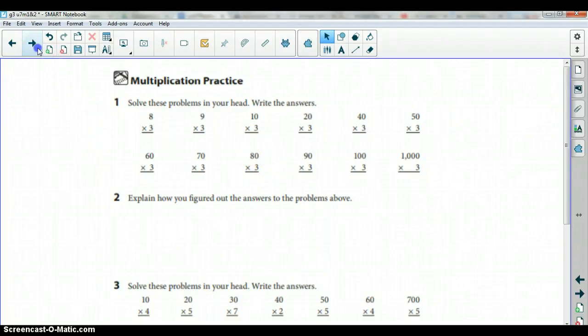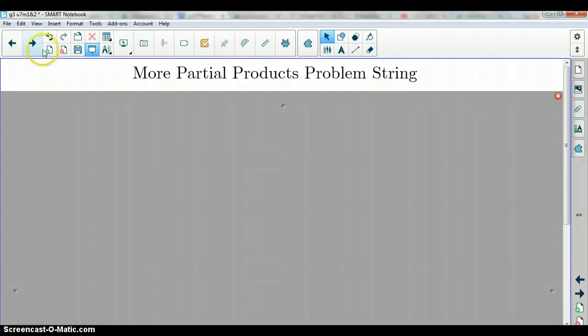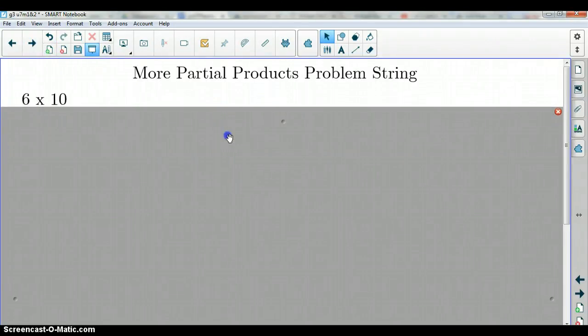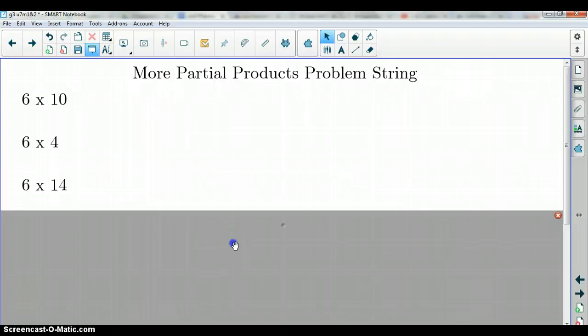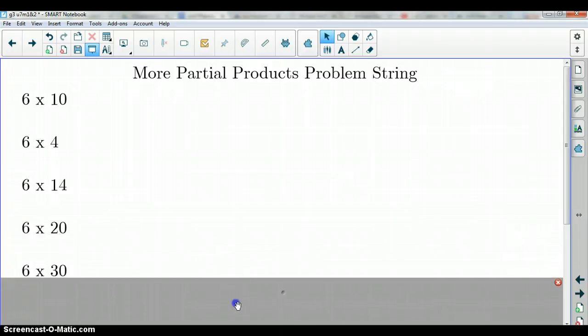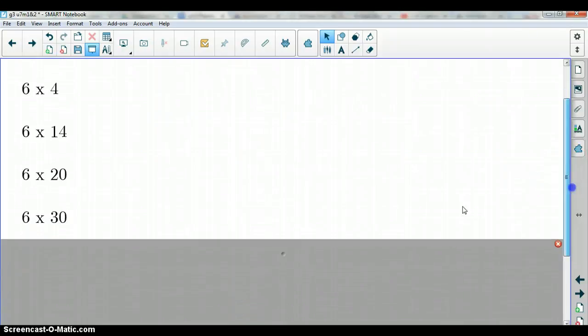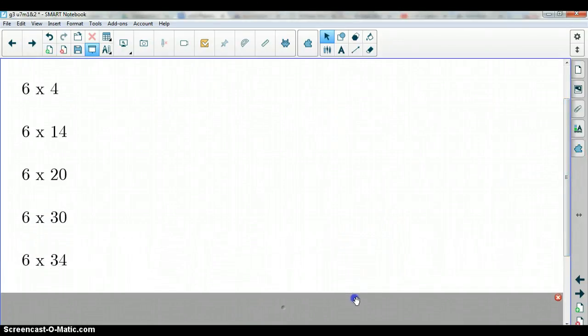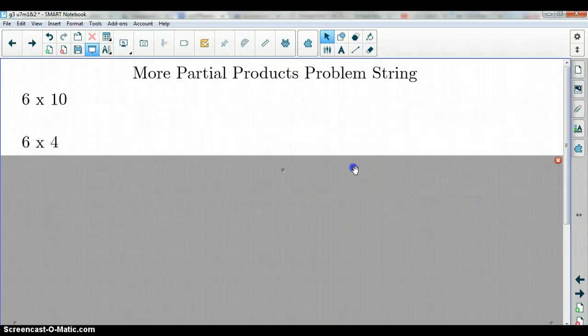Okay? Then the next session would be Module 2, Session 3, which is mystery arrays. And you start off the session with a problem string. So you have same idea as last time, 6 times 10, 6 times 4, guess what it's going to be? 6 times 14. And then we go to 6 times 20. And then 6 times 30. And then is there one more? Probably, because it keeps going, 6 times 34. Okay, a little extension from the day before.